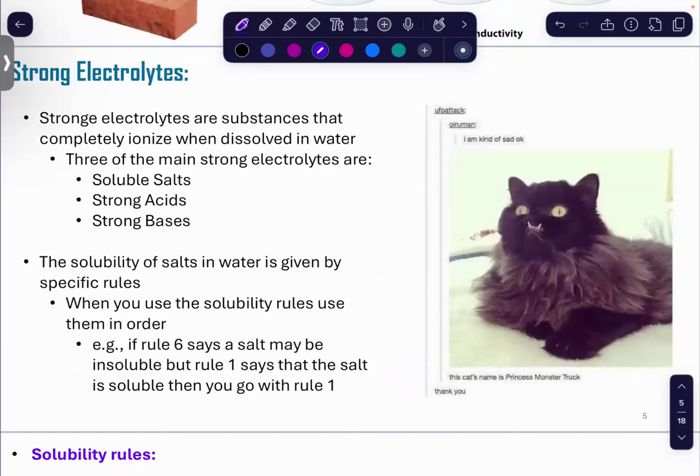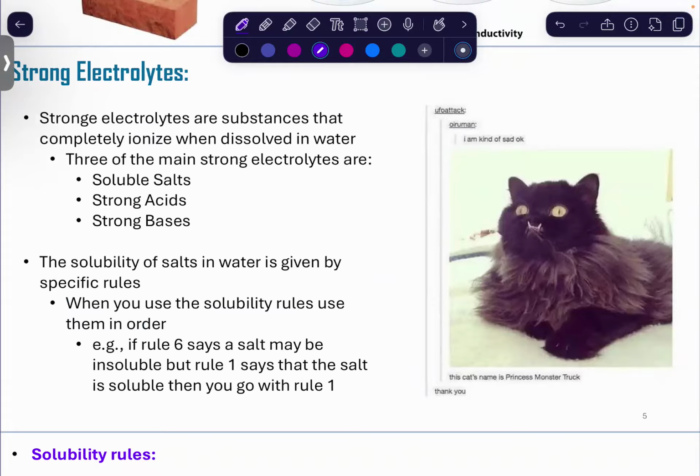If we're talking about strong electrolytes, these have compounds that completely dissolve in solution, or completely dissociate. There are some main types of strong electrolytes to look at. Soluble salts, strong acids, and strong bases are going to be your main strong electrolytes.